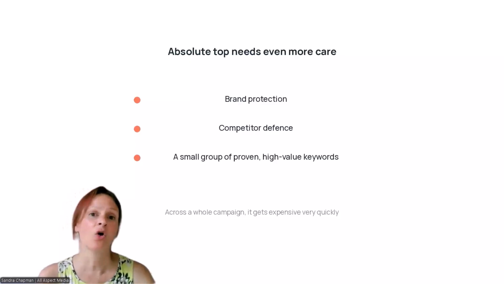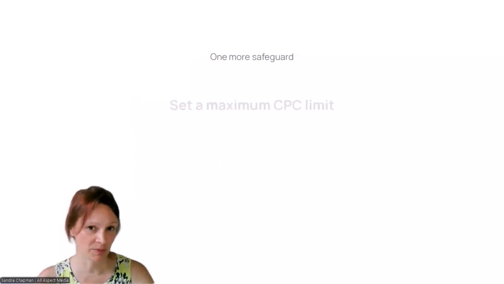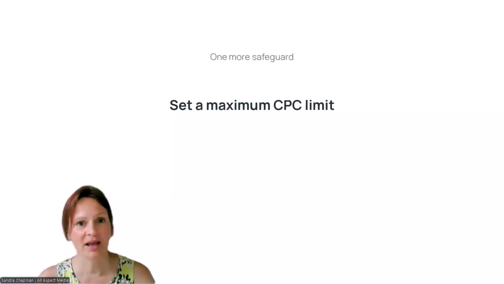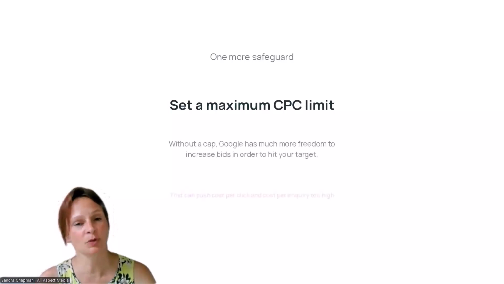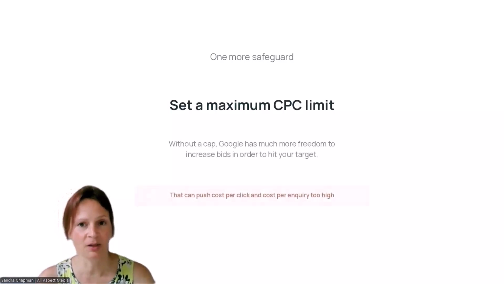And finally, always consider setting a maximum cost per click limit. Without a cap, Google has much more freedom to increase the bids in order to hit your target. Now, that might improve visibility, but it can also push the cost per click and the cost per inquiry higher than makes sense. So the takeaway is simple.